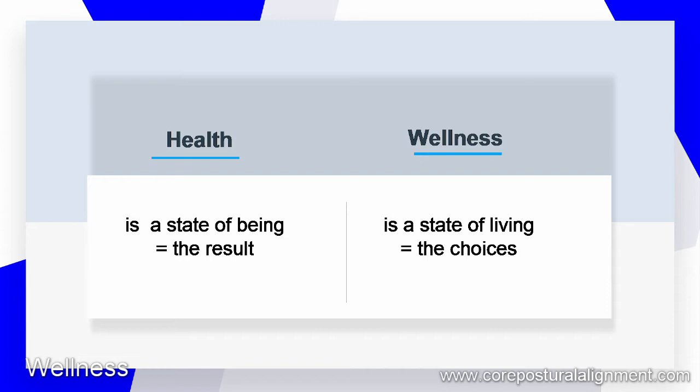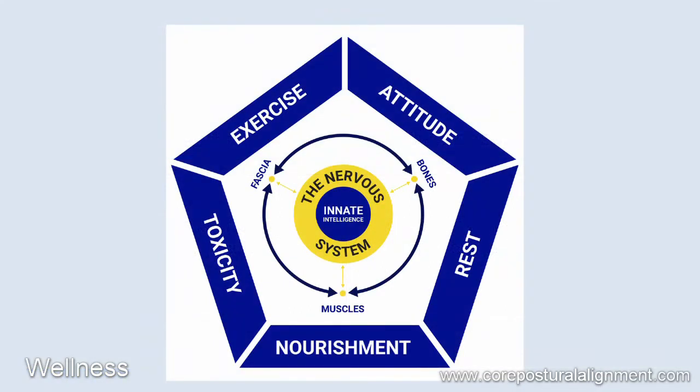So what we're going to look at here with the wellness paradigm is just briefly where CPA sits within that, and the sort of wellness choices that perhaps we can make to improve our state of being, our state of health. So we have a pentagram that is the pictogram that we use to define wellness with CPA.